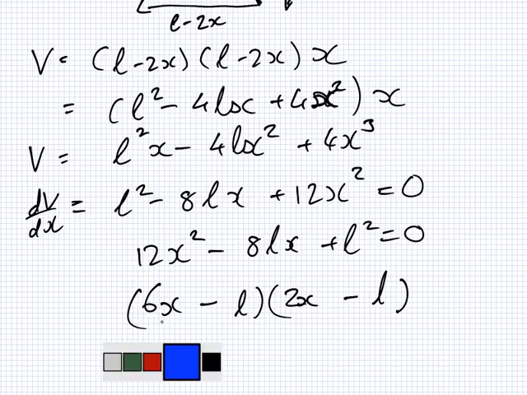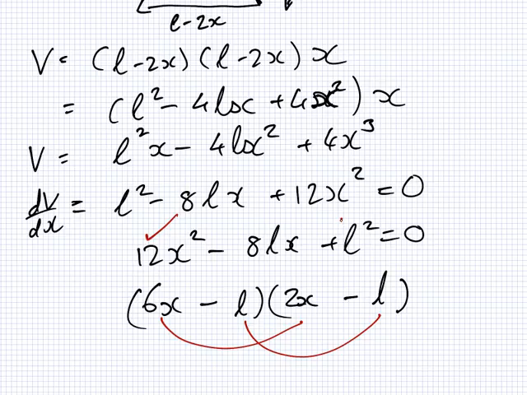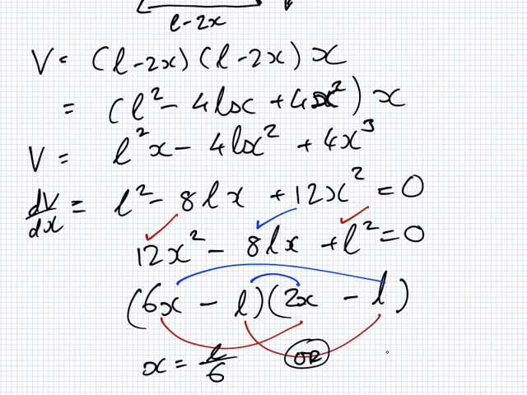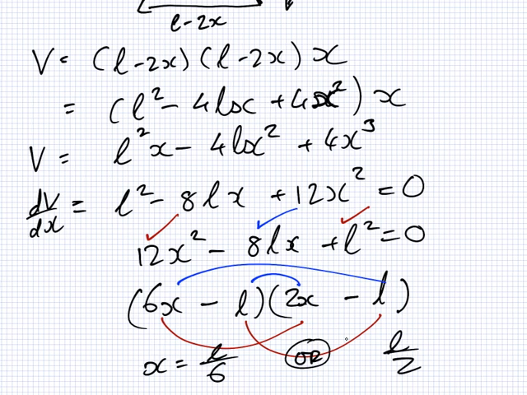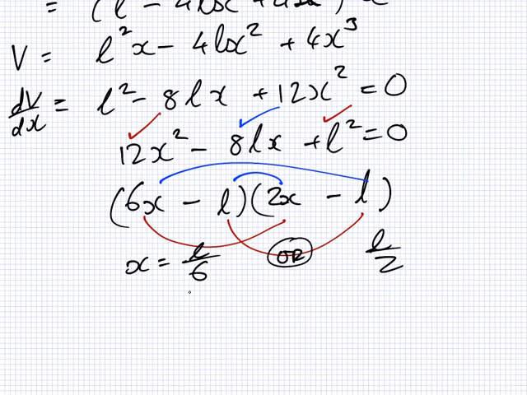Let's double check this. 6 by 2 is 12. L by L is L squared. That is minus 2Lx minus 6Lx, minus 8Lx. So we have x equals L over 6 or L over 2. This one must be the answer. This one has to be rejected.